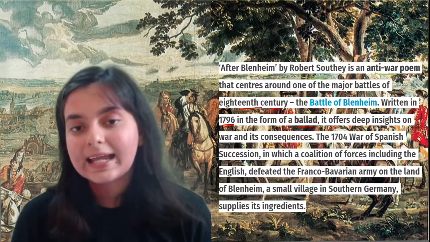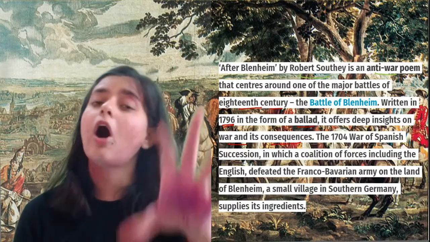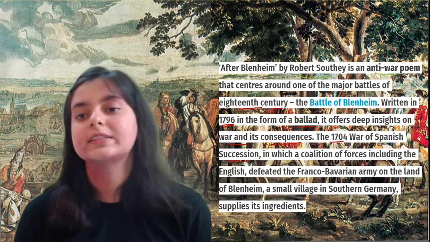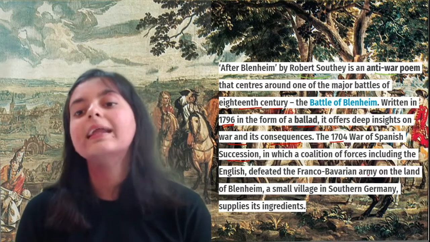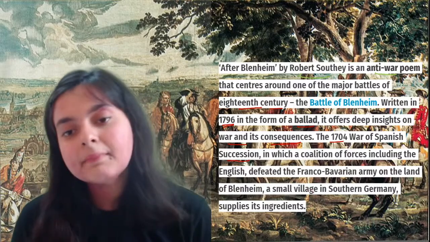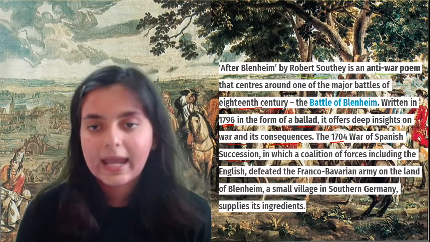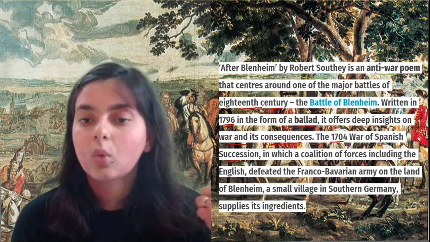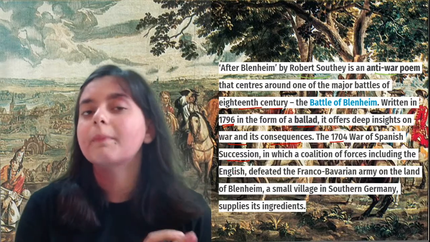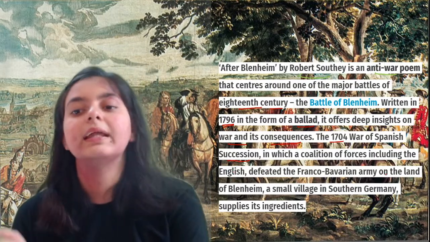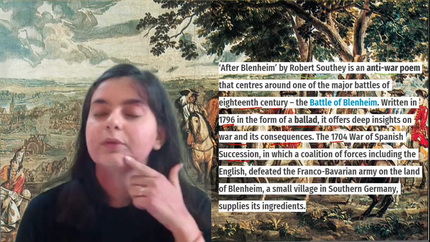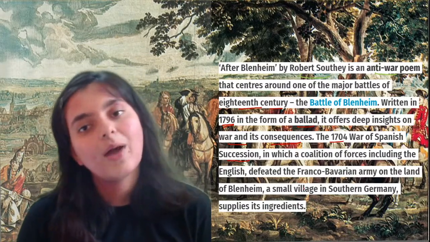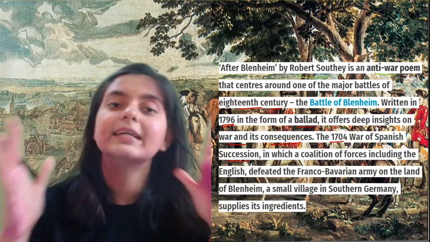It offers a deep insight into the war and its consequence. Now, which war is it talking about? The 1704 War of Spanish Succession, in which a coalition of forces, including the English, defeated the Franco-Bavarian army on the land of Blenheim. Where is Blenheim? It's a small village in southern Germany. So it's talking about the War of Spanish Succession, between a coalition force which also included the English, who defeated the Franco-Bavarian army. It was held in the year 1704 in Blenheim, a small village. All right, so this is the background against which this poem is set.